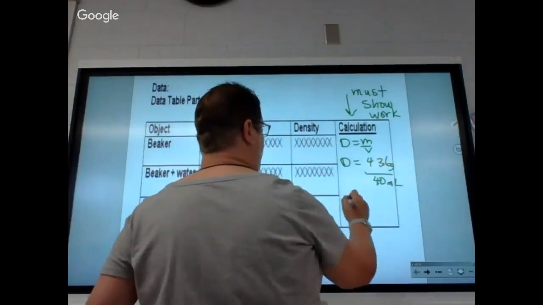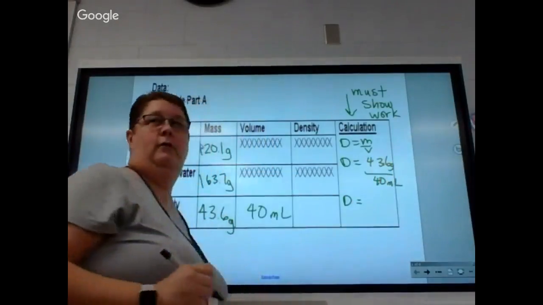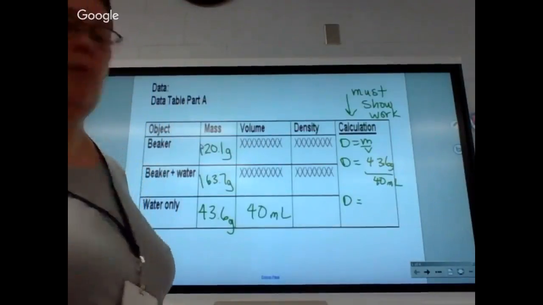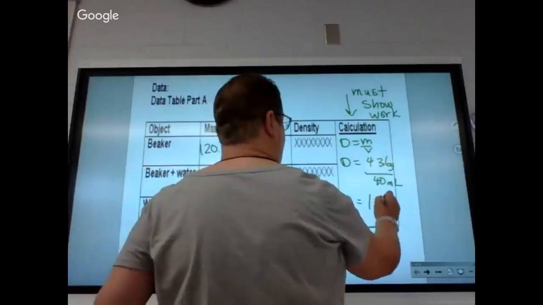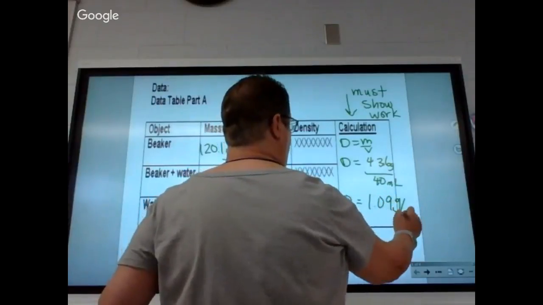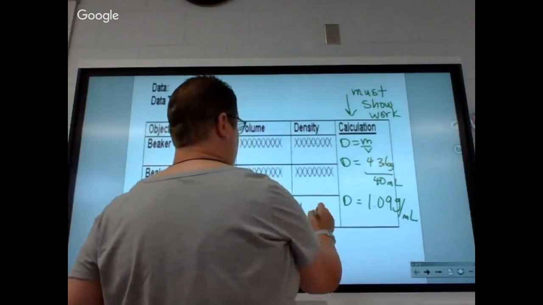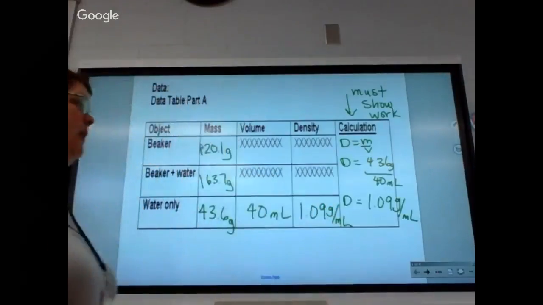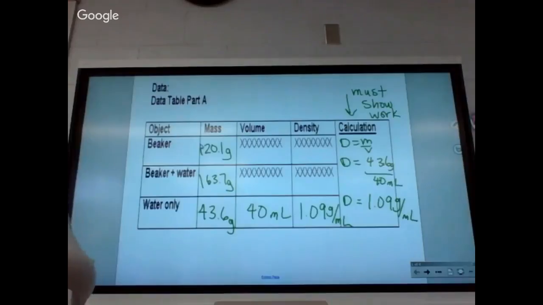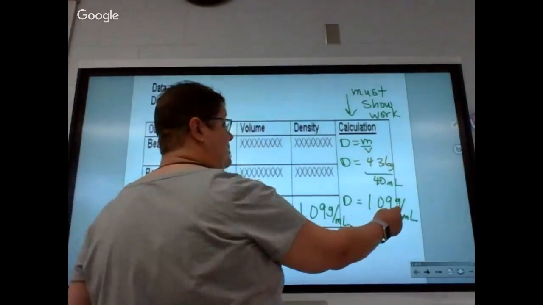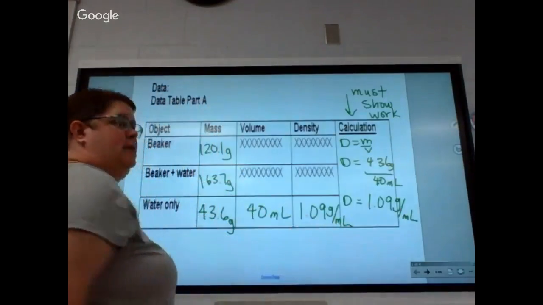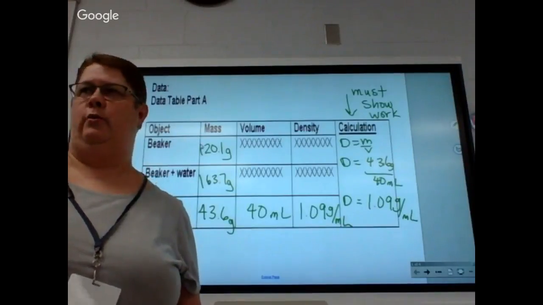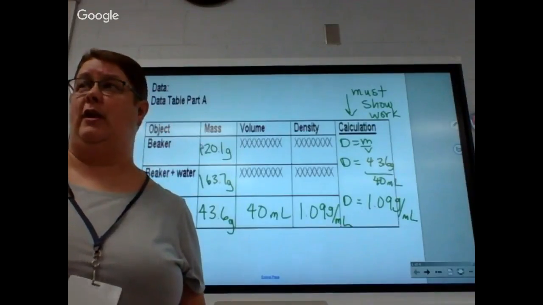Anybody divide that for me already? I guess not. So 1.09. And then you're going to fill it in for your density. All right. Do I have any blank spots in my table? When I look at your work, can I see how you filled in and got your density? Do I have any doubts how you did the work? No. Okay? I need to see that in your data table.